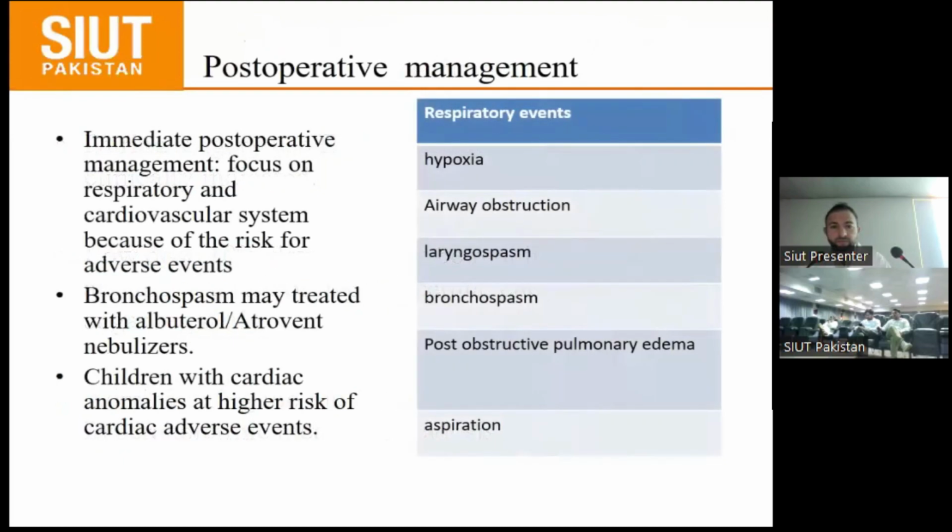So why is 10% dextrose recommended in the neonatal age group? Dr. Aslam? Dr. Ain? Any volunteer from the residents? Dr. Shumaila?